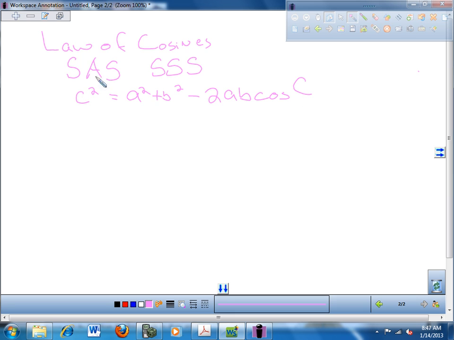Don't worry too much about the letters. Sometimes they write it in 3 different forms. Like they'll also say that b squared equals a squared plus c squared minus 2ac cosine b, or they'll also say that a squared equals b squared plus c squared minus 2bc cosine of a. Now don't worry too much about which letter. I wouldn't memorize 3 different formulas. Just know that this angle is opposite this side, and these 2 are the sides of this angle. In other words, they're the sides that include that angle.